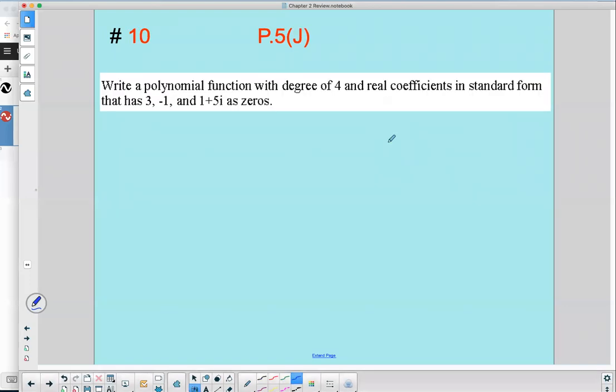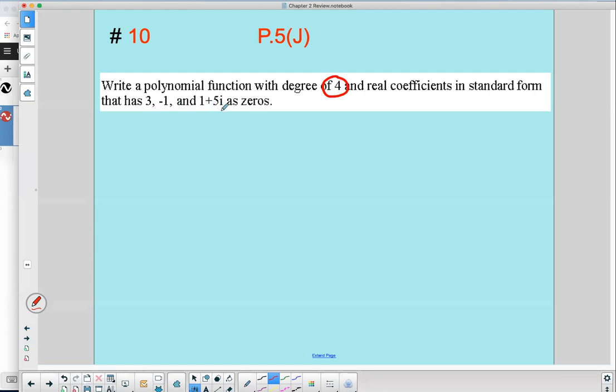All right, number 10. Write a polynomial function with degree of 4 with real coefficients in standard form that has these zeros. Oh man, this one's unfortunate, but I got a shortcut for you here. All the answer choices, if you graph them, it says degree of 4. That means I need to have 4 powers of x. And it needs to hit at the real zeros of 3 and -1.